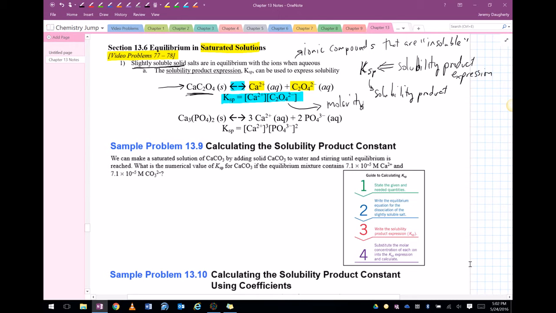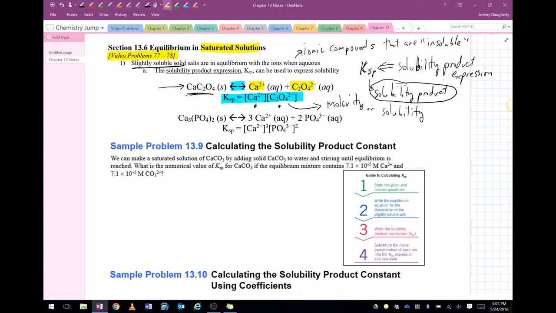So here we're talking about the molarity, and we can actually call that the solubility as well. Now, take a look. This is solubility. This is solubility. What do you call the answer to a multiplication problem? The product. So that's why this is the solubility product.